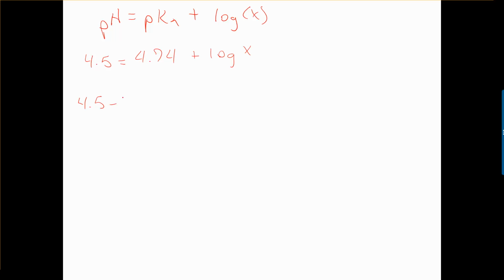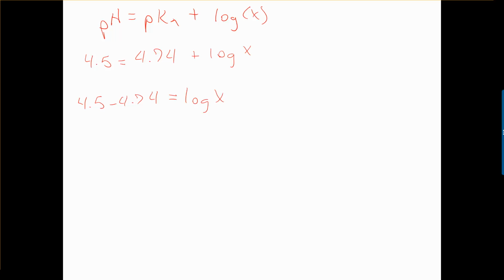Okay, so pH equals pKa plus the log of x, because that's what we want. We want to find the ratio there. My pH was 4.5. So 4.5 equals 4.74, which is the pKa of 1.8 times 10 to the negative 5, plus the log of x. So 4.5 minus 4.74 equals the log of x.